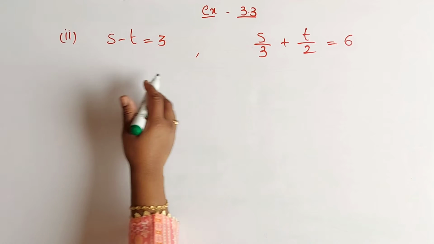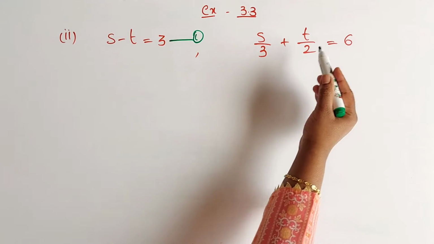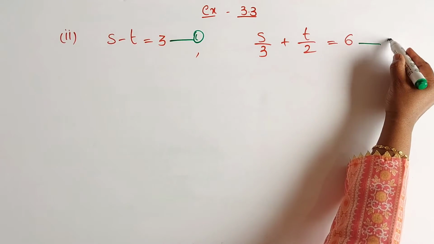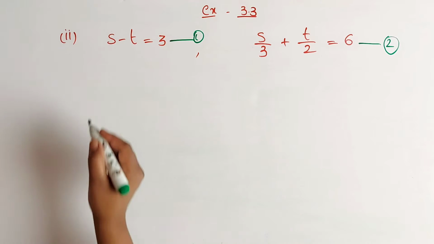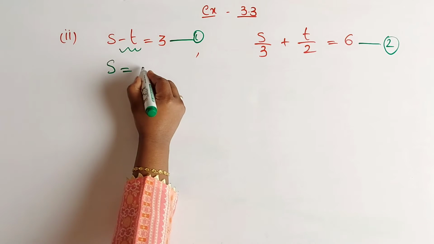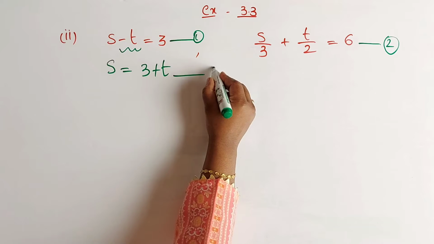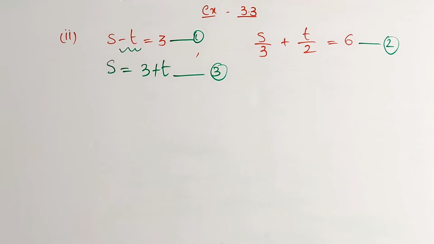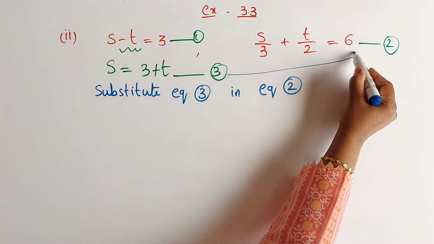Second one, s minus t equal to 3, the first equation, children, and s by 3 plus t by 2 equal to 6 is the second equation. From the first equation, we can write s equal to, this minus t will go to the right hand side, 3 plus t. Correct, children? Let us take this equation as the third equation. Now what is the next step, children?